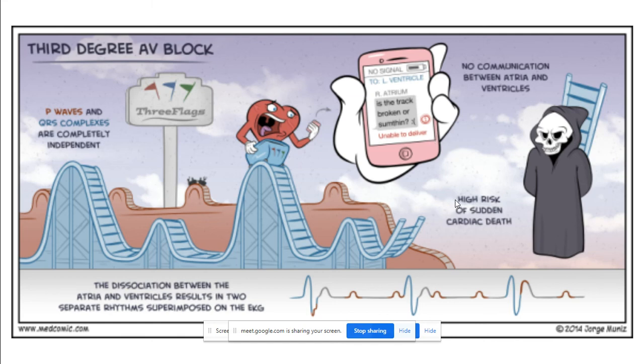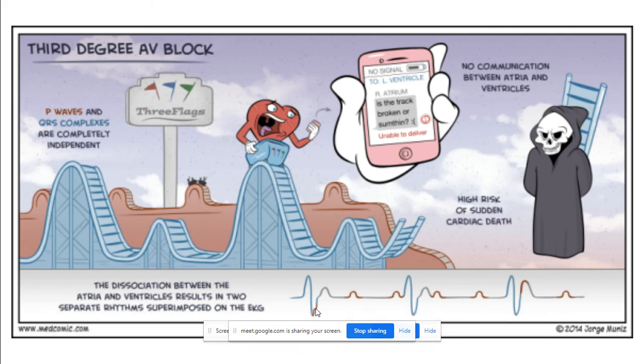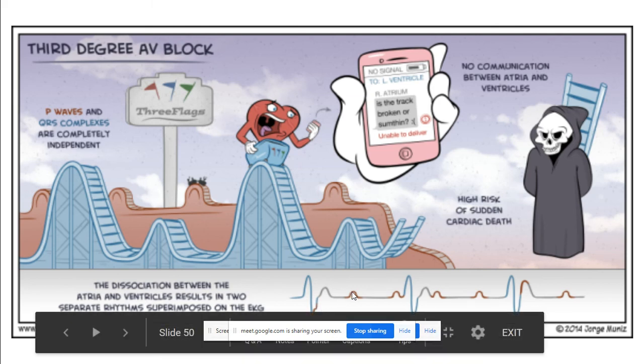So high risk of sudden cardiac death, we know that, but it's disassociation between the atria and the ventricles, which result in two separate rhythms that both show up on the EKG. So if you look at the P waves, there's one hidden right here. Okay, and then there's one here, and there's one here, and there's one here, and then you wouldn't be able to see it, but it would be hidden there and right there.